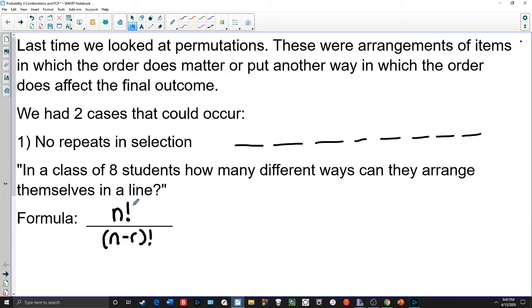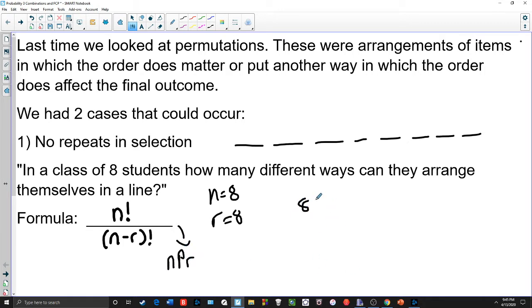And we have this formula, n factorial over n minus r factorial, where n is the total number of people you have, and r is the total number of things that you're picking from that n. So in this case, my n was equal to 8, and my r was also equal to 8. It doesn't always happen that they're the same, but every now and then they are. In this case, the formula was abbreviated as nPr.